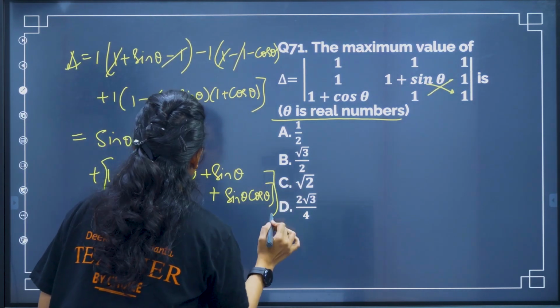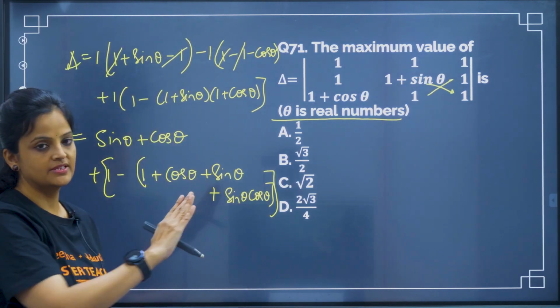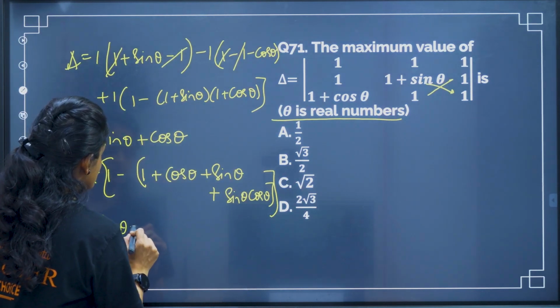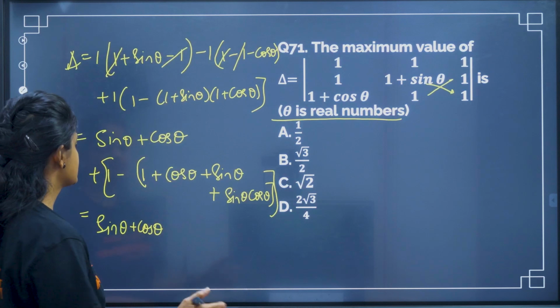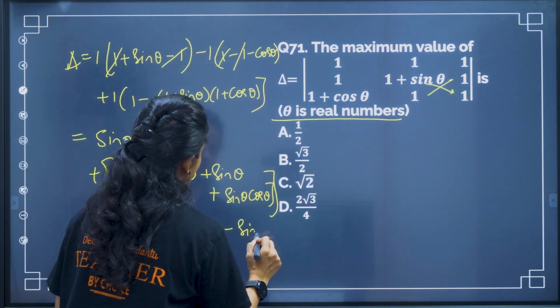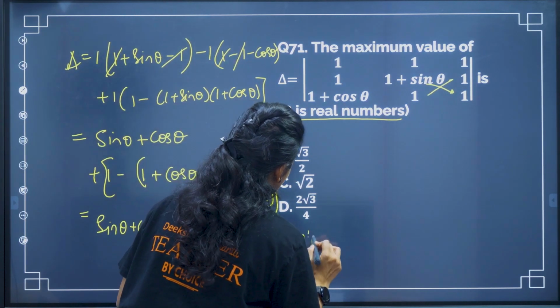Little simplification is required. If you can, skip the steps. I have not skipped the steps thinking all of you are watching this. It has to reach many students. Definitely you can do the skipping part if you are okay to skip the steps, but don't go wrong. Minus sine theta into cos theta.